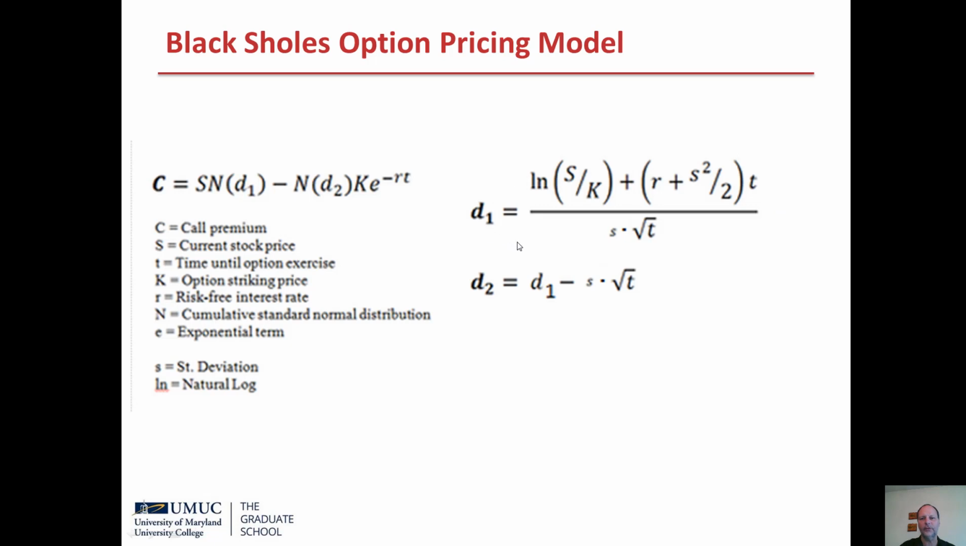d1 is this rather interesting equation: the natural log of the stock price over the strike price, plus the risk-free rate, plus the volatility, standard deviation squared, or variance, divided by 2, times the time to expiration, divided by the volatility, or standard deviation, times the square root of the time to expiration. d2 is just d1 minus the standard deviation times the square root of the time to expiration. How to use this to value options is discussed in another video.